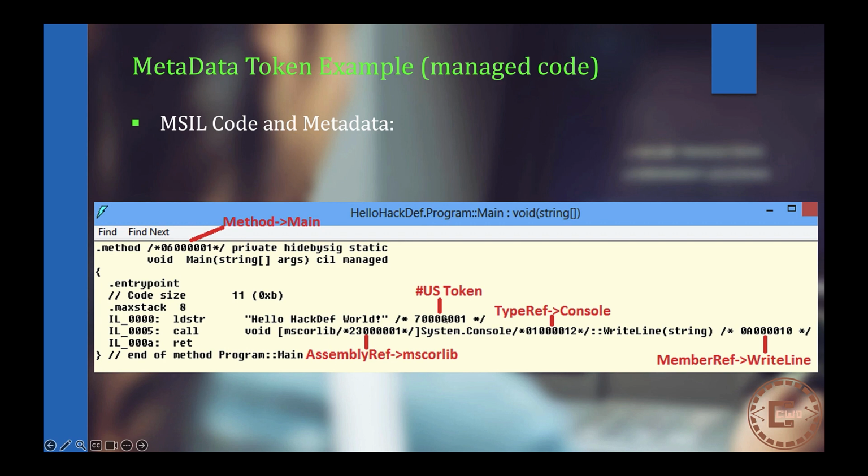Now, what else? We have a member ref 0A and 10, which is WriteLine. Okay. And then we have here 23, which is assembly ref, and 01 is mscorlib, which means an external reference, and this reference is mscorlib, one of the main libraries from .NET. So as you can see, this is MSIL code, but all this metadata helps parsers easily understand those different tokens.